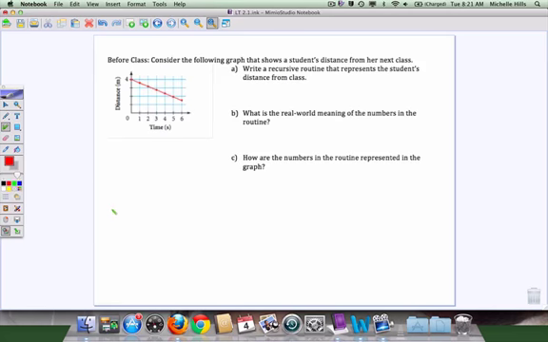Now, before our next class, look at this scenario. Write a recursive routine that represents the student's distance from class, explain the real-world meaning of the numbers in the routine, and tell how the numbers in the routine are represented in the graph.